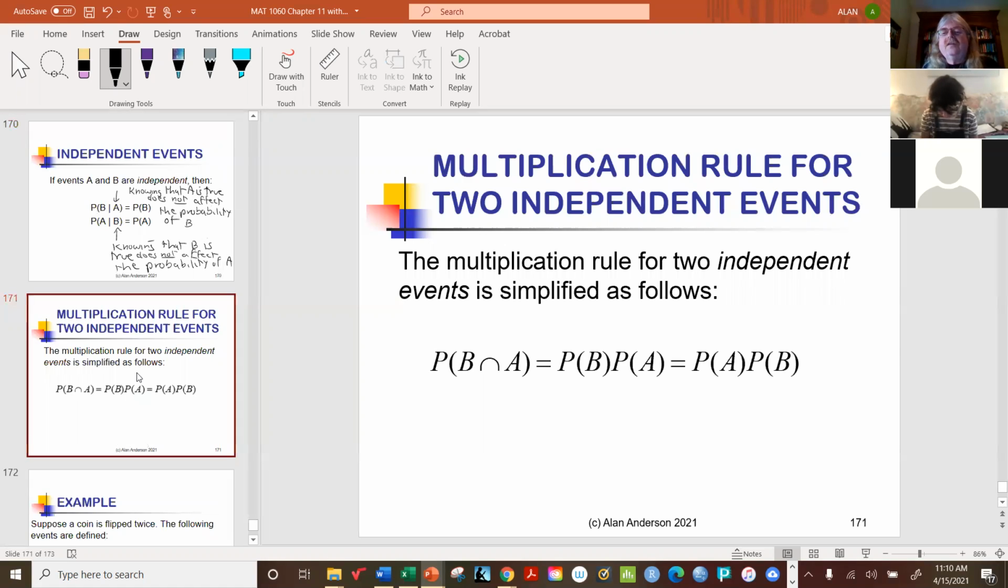Okay, so these are the two different versions of it. Now all of a sudden, look how easy this is. The probability of B and A equals the probability of B times the probability of A, or equivalently, the probability of A times the probability of B. It's so easy. We like this one. Easy is always better, don't you agree? Yes, we do. We like easy or simple, especially when it comes to math.